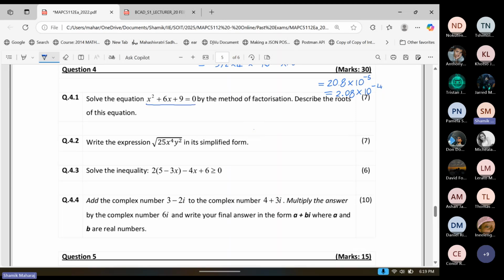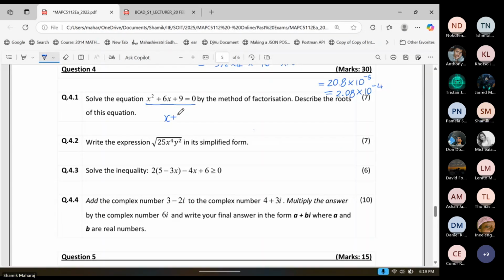All right, so what method should we use here? I mean, this one you can do by looking at it, or you can use the R and S method, which I'm not going to go over in detail here. But let's see, what if I wrote this as x plus 3 and another x plus 3? I'm sure that should work, is equal to 0.